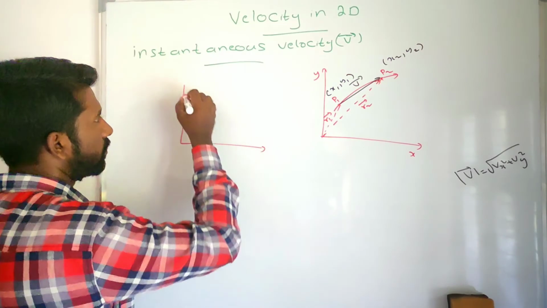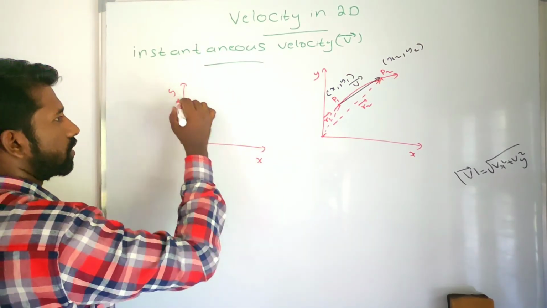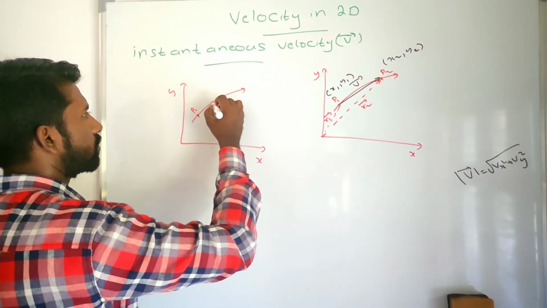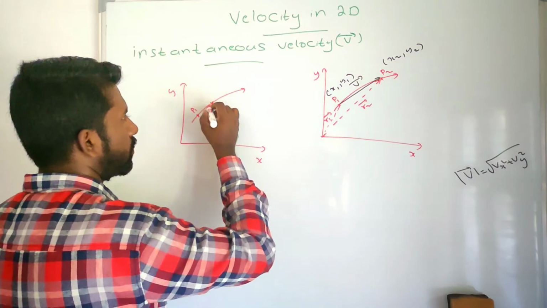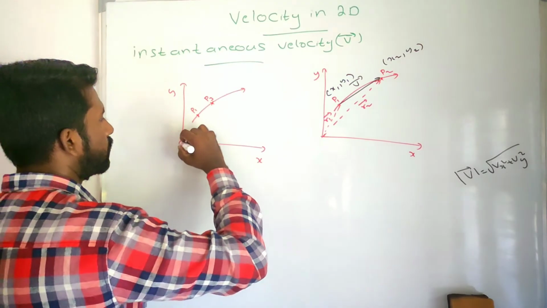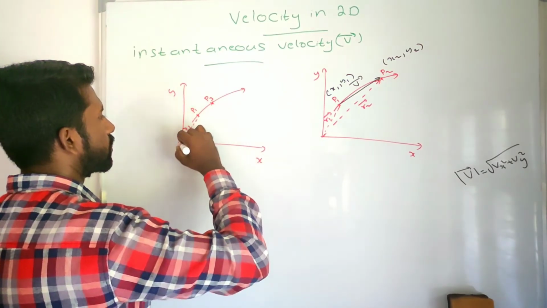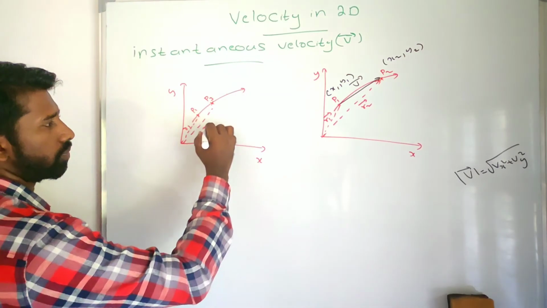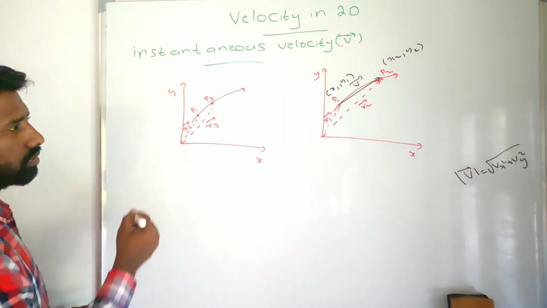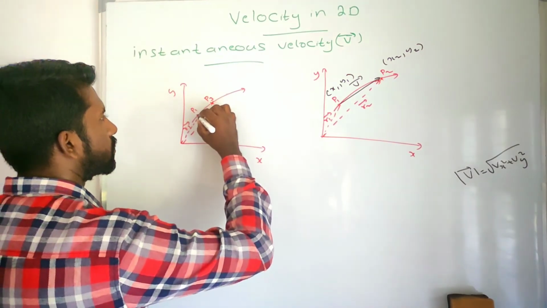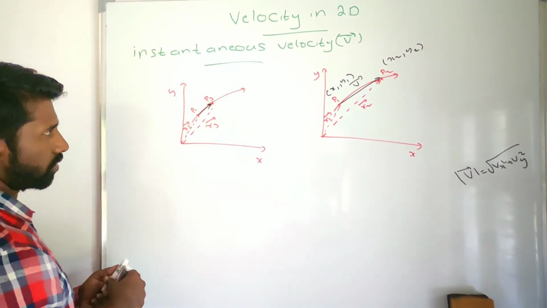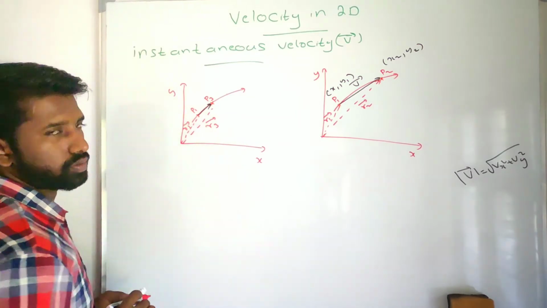If the time difference decreases, what will happen? On the same path, with P1, consider another point, P3, that is a little bit closer to P1. The P1 position vector is R1 and the P3 position vector is R3. Then what about the velocity direction? The velocity direction is a straight line from P1 to P3. So now you see it is coming a little bit closer to the path.